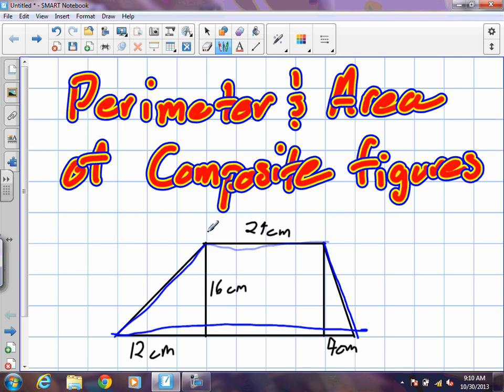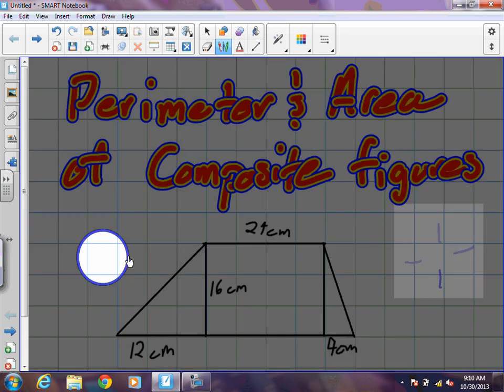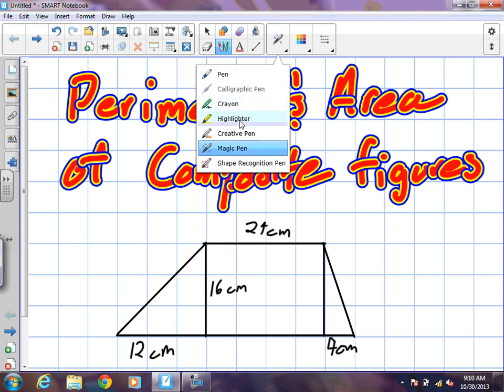Perimeter, one shape is easy to see it in. Perimeter would just be all of the lengths added up. So if we had a square, we would add all four sides together. What is the perimeter of a circle called? Circumference. That's right. Circumference is the perimeter of a circle. So we're going to have to get into finding all of the sides of this. I'm going to highlight exactly what we're looking for.